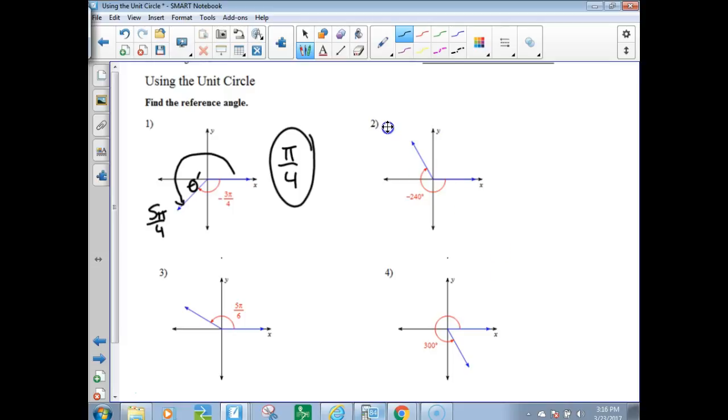All right, 2 is negative 240. Where does that put you if you went the positive direction? At 120 on your unit circle. What's the reference angle, which is with the x-axis?